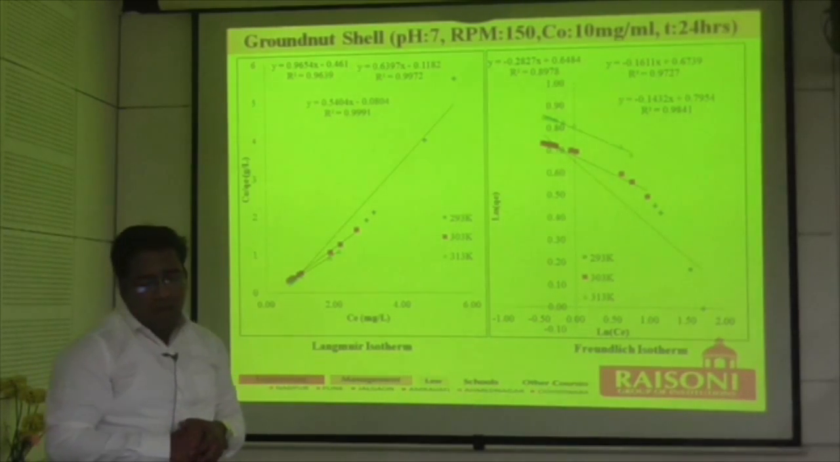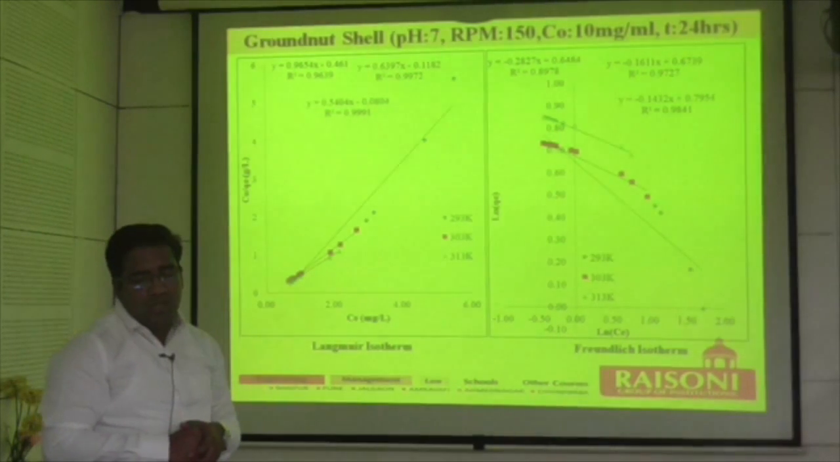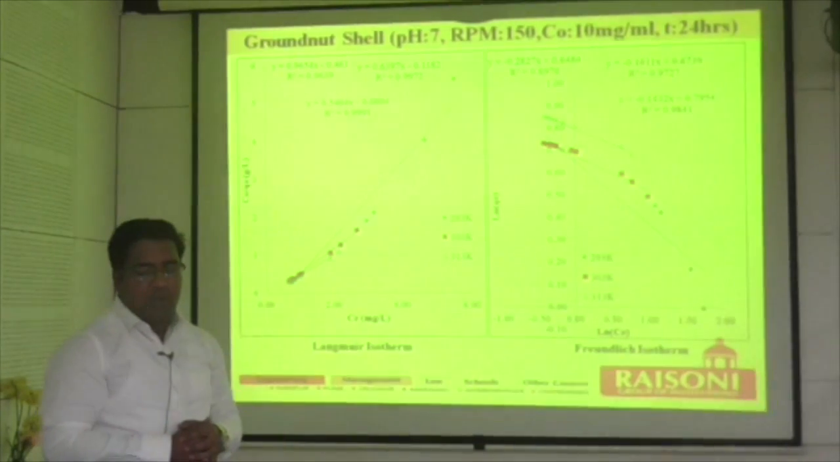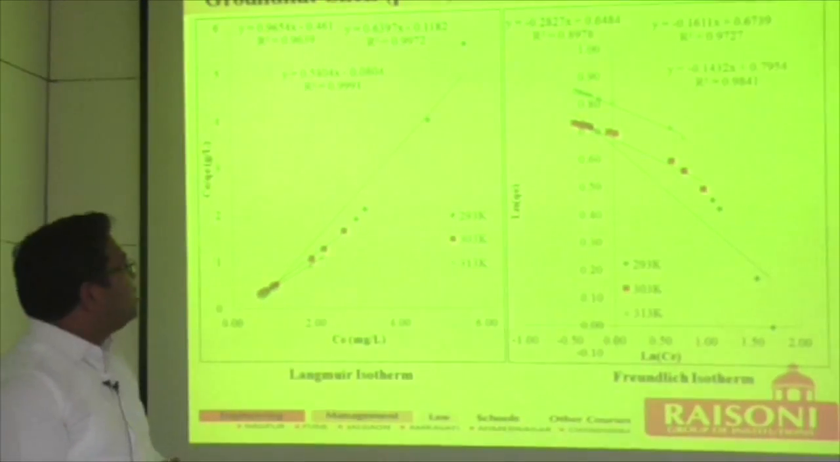This is the graph for the Langmuir isotherm and the Freundlich isotherm. The constants are the same: pH is equal to 7, agitation is 150 rpm, concentration is 10 mg per liter, and the contact time is 24 hours.